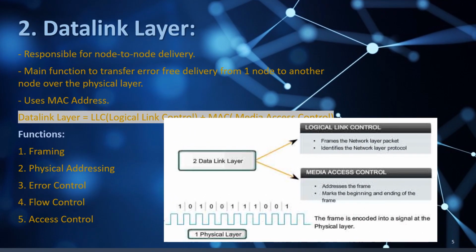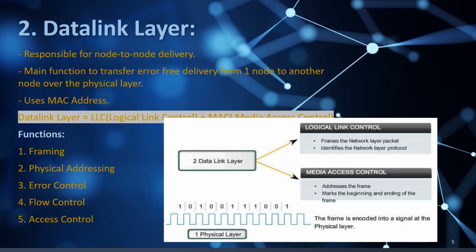The main responsibility of the data link layer is node to node delivery. Its main functionality is error-free delivery from one node to another node over the physical layer. For this, it uses the MAC address, which is a 48-bit address, also called the Ethernet address or hardware address. It's burnt on the NIC, the Network Interface Card. The data link layer is subdivided into two: logical link control and media access control.